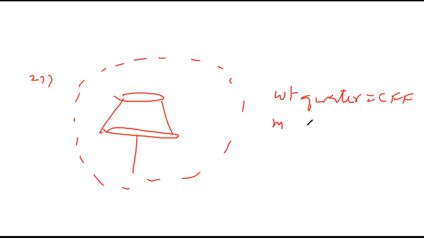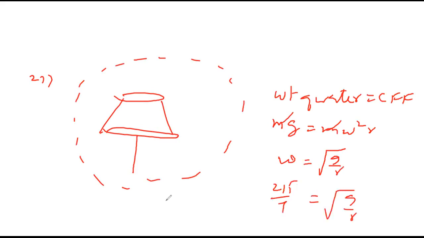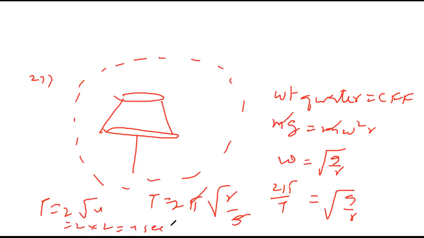Weight of water is mg. This is m omega square r. Omega equals root of g by r. 2 pi by time period equals root of g by r. T equals 2 pi root of r by g. Pi and root g cancel. 2 into root 4 is 2 into 2, 4 seconds. 4 seconds is the time period of revolution so that it is not falling.